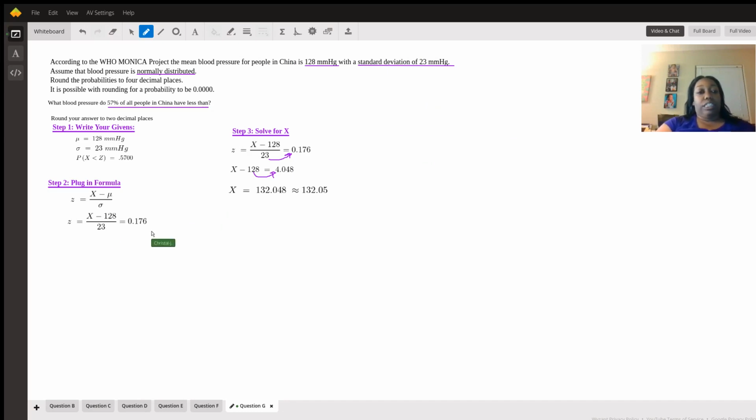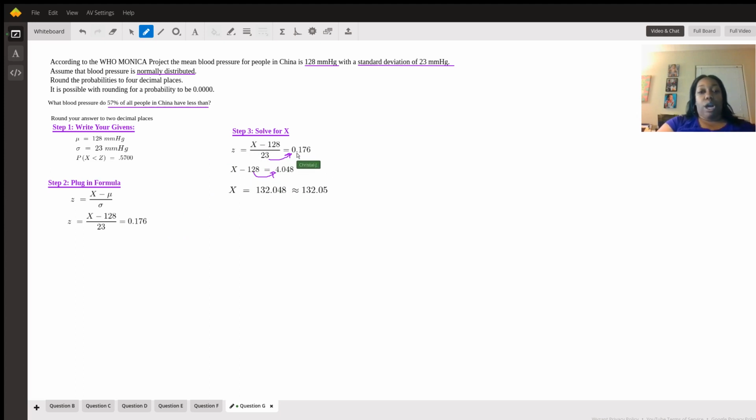Okay. So now we have the z-score, and we already have the population mean and the population standard deviation. We just don't have x. So now we would need to solve for x. We have it set up here. We have x minus 128 divided by 23 equals 0.176.